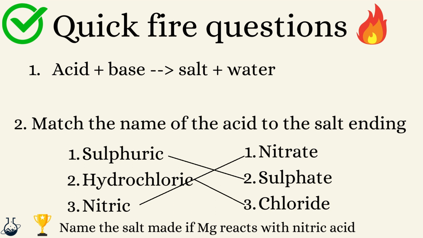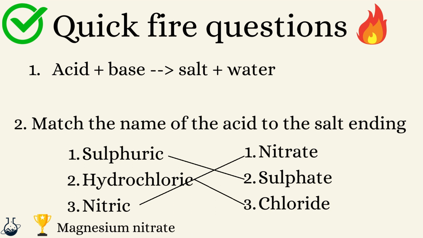Now the challenge part requires you to link a couple of things together. Firstly, we need to know that Mg is the periodic table symbol for magnesium. Using question 2, we can now see that if we were to react magnesium with nitric acid, it forms nitrates. Therefore, we would form magnesium nitrate. Well done if you got this, but not to worry if not, as there are plenty of opportunities for practice coming up.